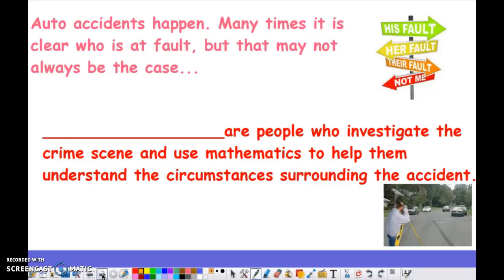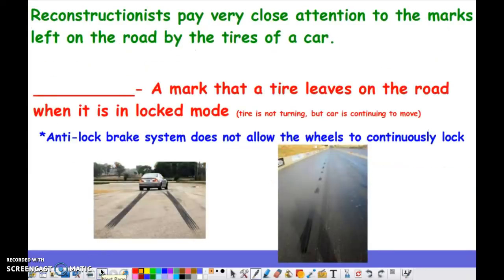And these specialists are called accident reconstructionists. And these, again, are people who investigate the crime scene, and they use mathematics to help them understand the circumstances surrounding the accident, which, again, would help them determine who is at fault. Reconstructionists look really closely at the marks left on the road by the car. The first mark we're going to talk about is called a skid mark.